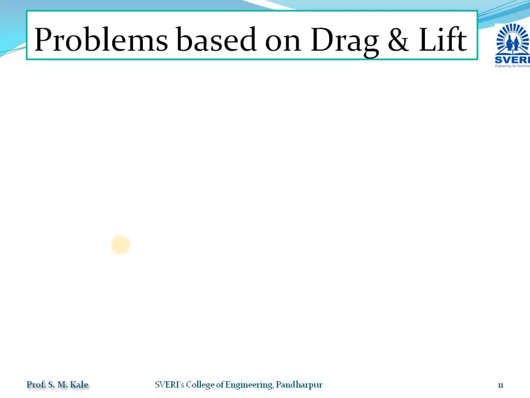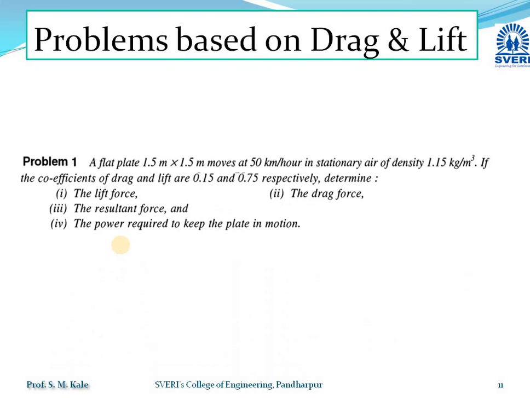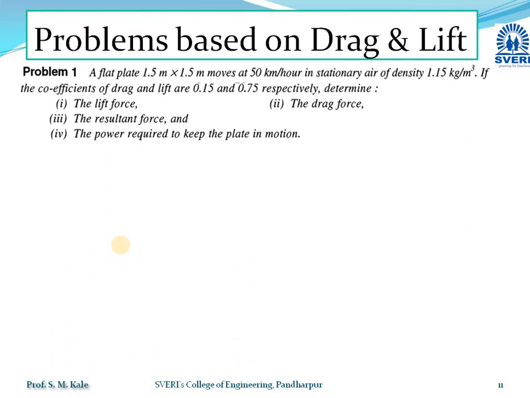So let's start with problem number 1. So the statement of problem: a flat plate having 1.5 meter into 1.5 meter moves at 50 km per hour in a stationary air of density 1.15 kg per meter cube.